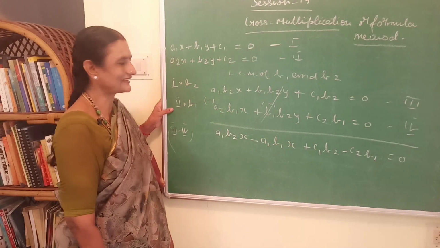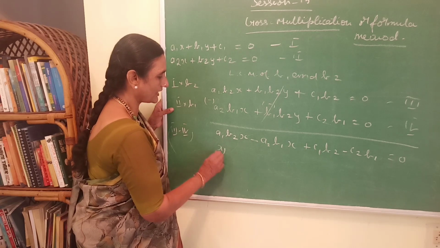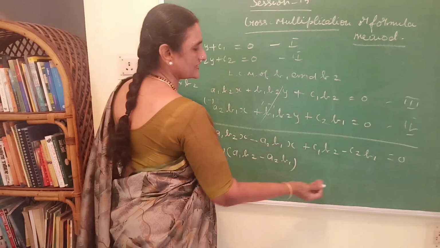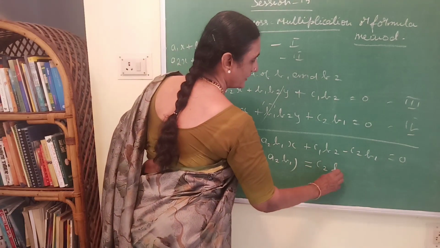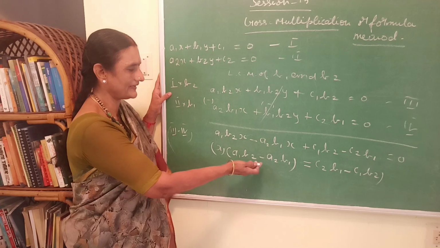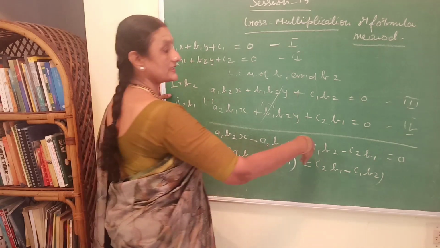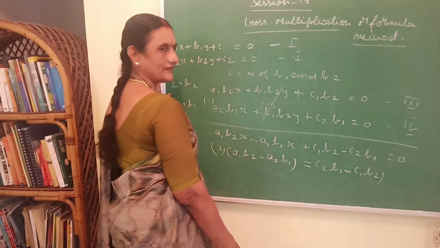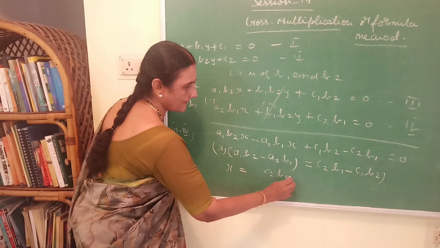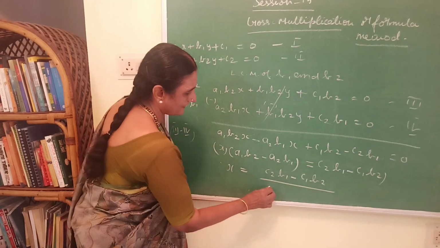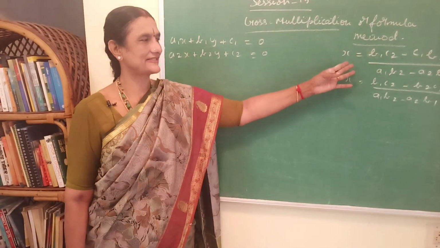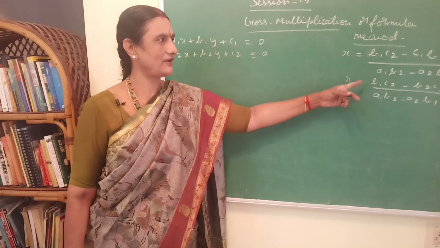Are you understanding? Is that clear to you? So I will take x out and write a1 b2 minus a2 b1. I am transposing the constant to the other side. I will get c2 b1 minus c1 b2. It is a1 b2 minus a2 b1 into x is equal to c2 b1 minus c1 b2. Therefore, x is equal to c2 b1 minus c1 b2 divided by a1 b2 minus a2 b1. So we have got x equal to b1 c2 minus c1 b2 divided by a1 b2 minus a2 b1.